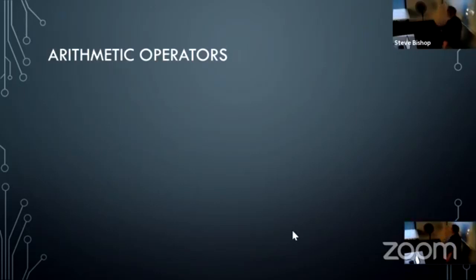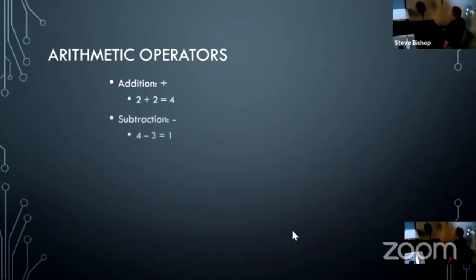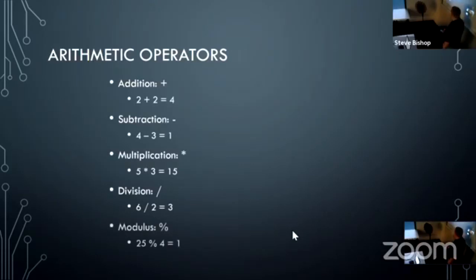All right. Let's dig into some arithmetic operators. We can add: 2 plus 2 equals 4. We can subtract: 4 minus 3 equals 1. We can multiply: 5 times 3 is 15. We can divide: 6 divided by 2 equals 3. And modulus. Oh my god, modulus. 25 modulus 4 equals 1.